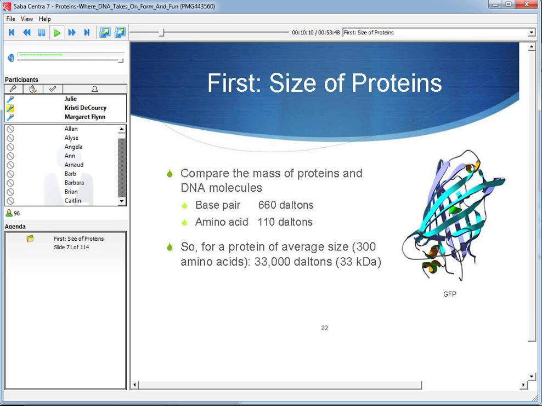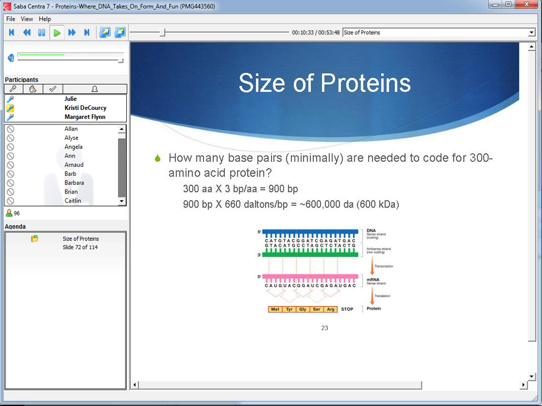First of all, if you look at the size of the protein and want to compare it to the size of DNA molecules, the average base pair, we said, is about 660 Daltons. The average amino acid is about 110 Daltons. An average protein is about 300 amino acids, which would make it 33 kilodaltons.